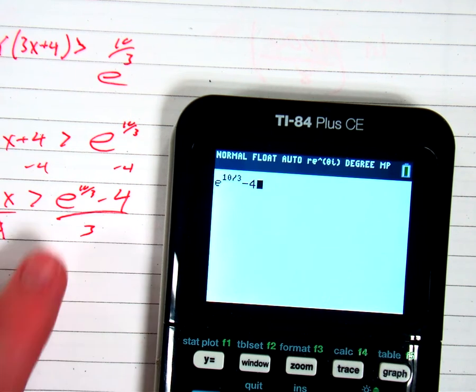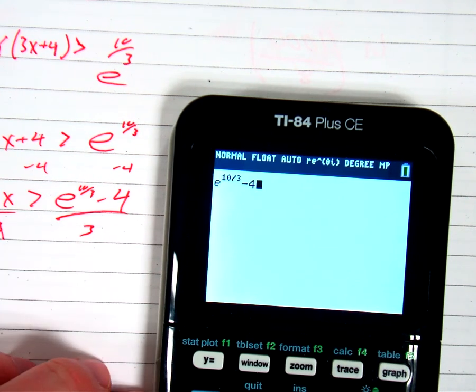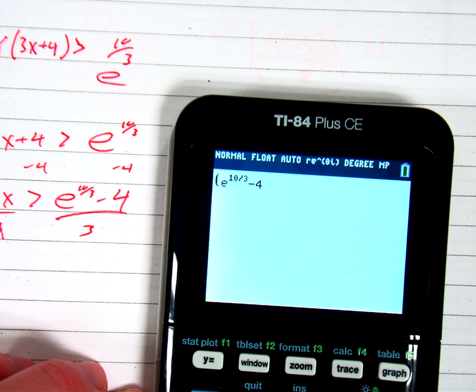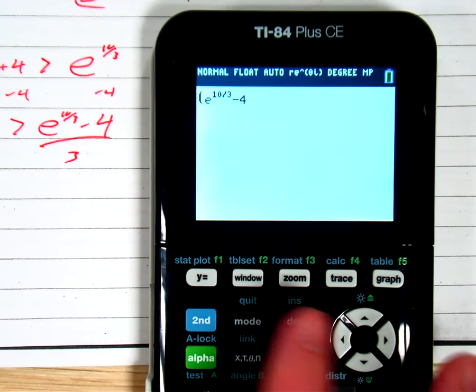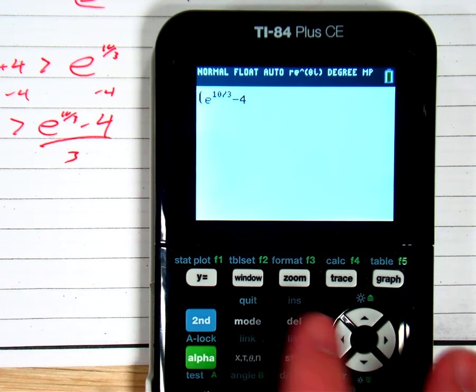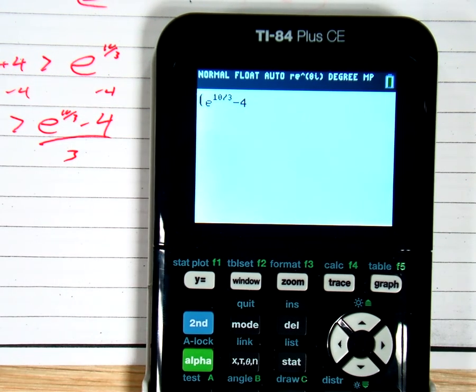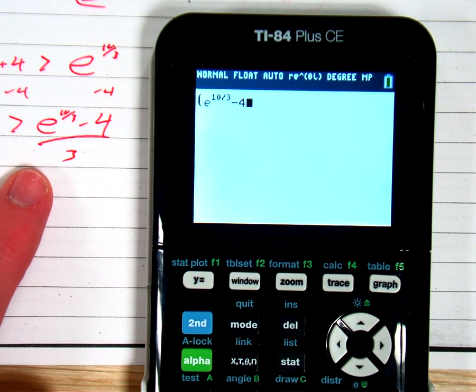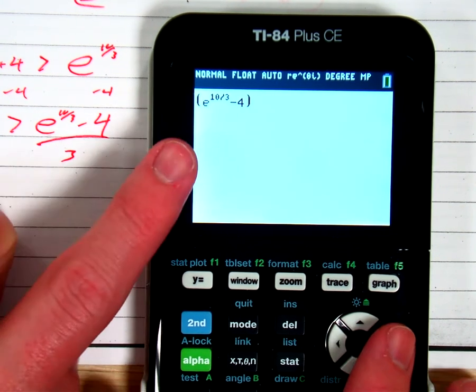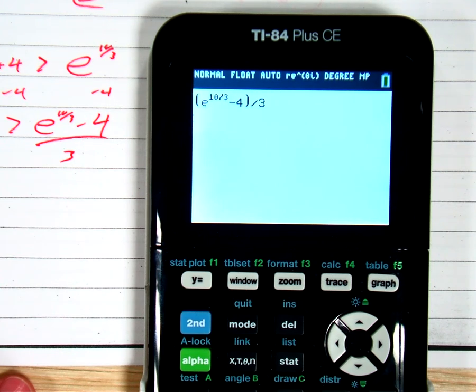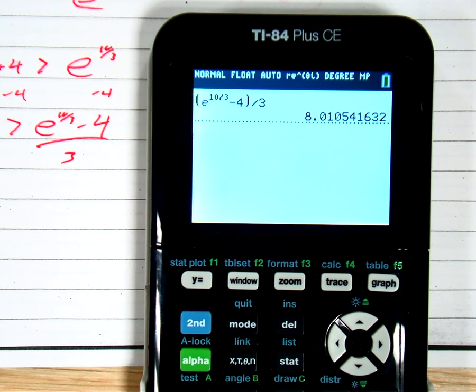Now we've got to do that whole top part. So really what I should have done here, let's go back. Second INS is second insert, parentheses. Scoot back on over. Did you guys see that one? Second INS is how you get to insert. You can go back and it'll put something in there. Then you just have to bump over to get out of that insert mode. So e to the 10/3 minus 4, in parentheses on the top, is my top row, divided by 3 on the bottom. And we should be coming up with 8.0105.